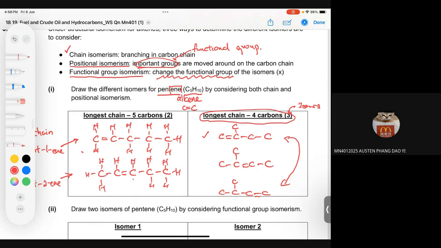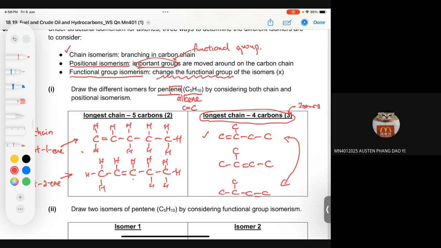The one is on the first 2 carbons. Then after that, the double bond is on the last 2 carbons. Because if you flip it, the single bond carbon will be at a different position. So because of the branching, you realize that it is not symmetrical. It's not the same thing. Make sense? So what you are saying is correct.